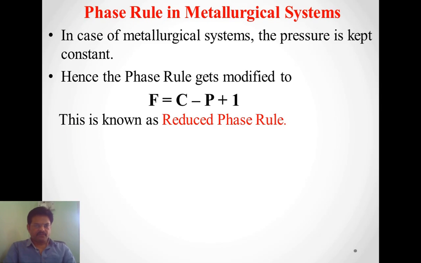Now, in general, the phase rule is F equals C minus P plus 2. Here, the number 2 represents two variables, pressure and temperature. But in a metallurgical system, as the pressure is kept constant, the contribution of pressure is nullified, and hence the phase rule gets modified as F equals C minus P plus 1. F equals C minus P plus 1 is termed the reduced phase rule.